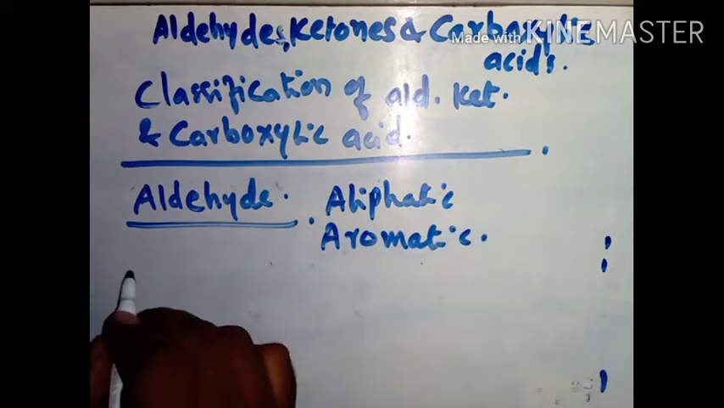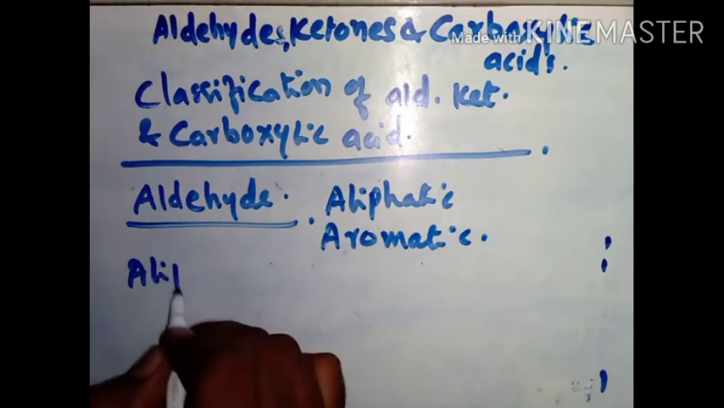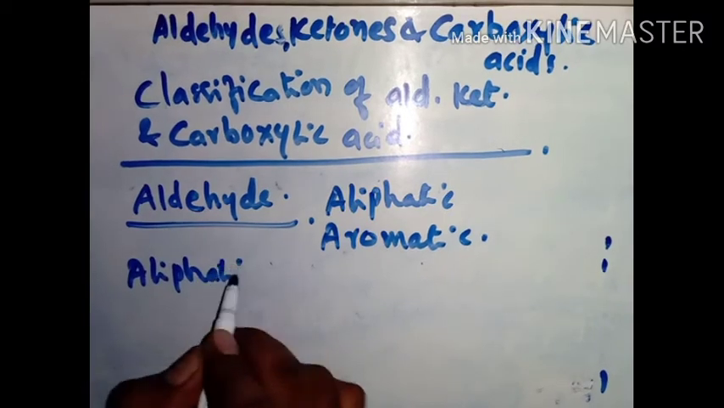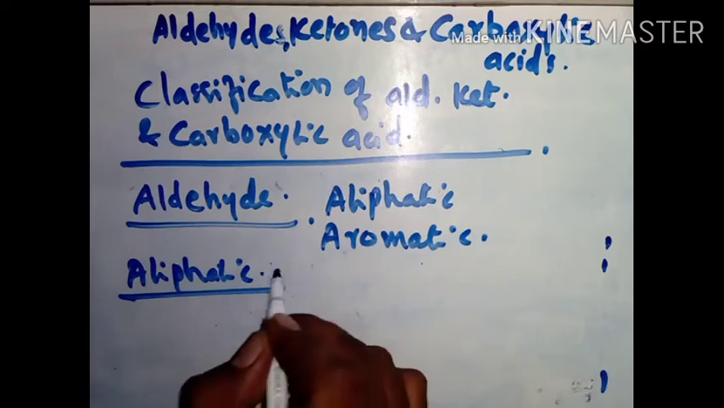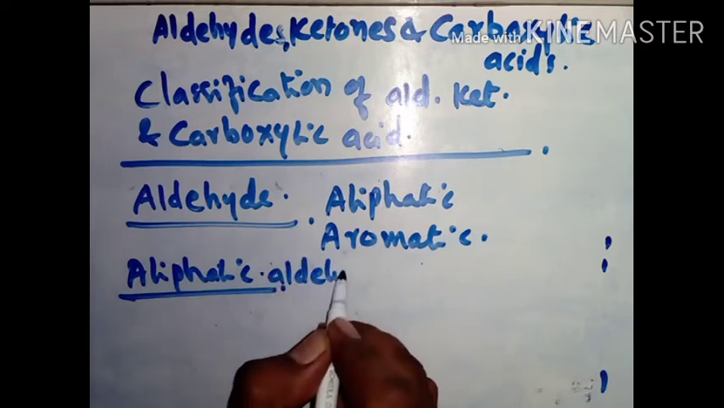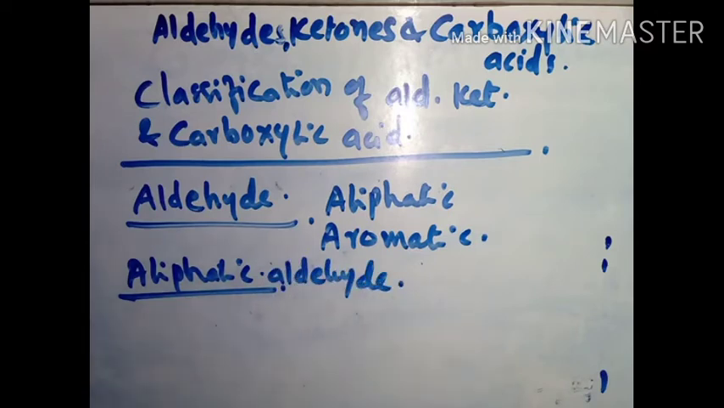Now what is the aliphatic aldehyde? The compound in which CHO, that is a aldehydic group or a formyl group, is attached to sp3 hybridized carbon atom, that is a saturated carbon atom, are called as aliphatic aldehyde.